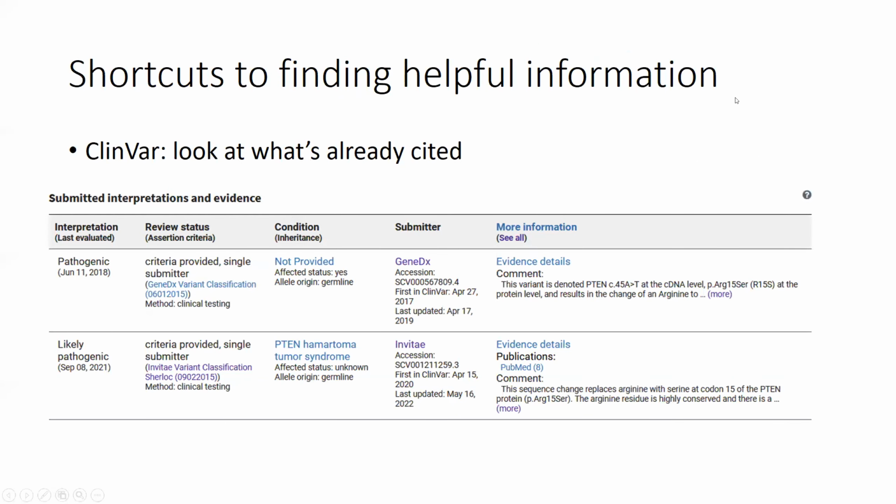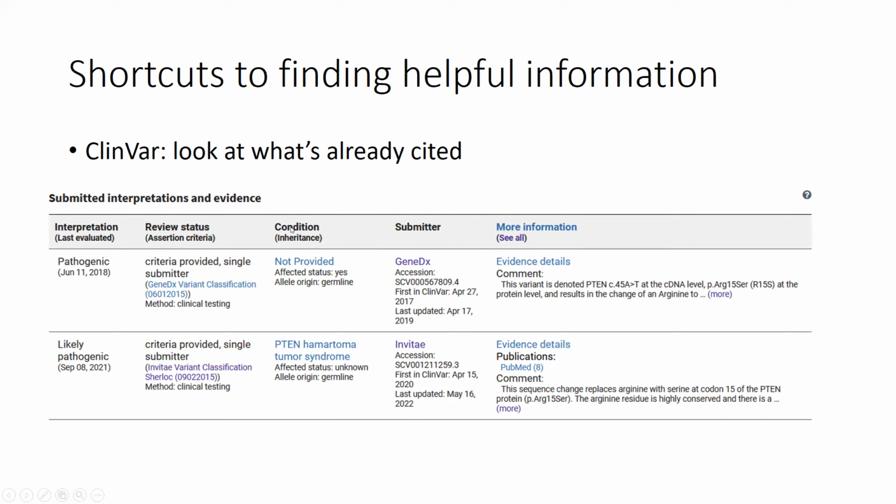So some shortcuts to finding helpful information. My first go-to these days is to look at ClinVar. So this is not cheating, okay? This is not a contest to see how good you are at searching Google to find literature. You're trying to find information that helps you classify the variant as best as possible and as efficiently as possible. So it is completely fine to look at ClinVar and see who has already put information out there on this variant, and cited sources that you can refer to help you in your work.